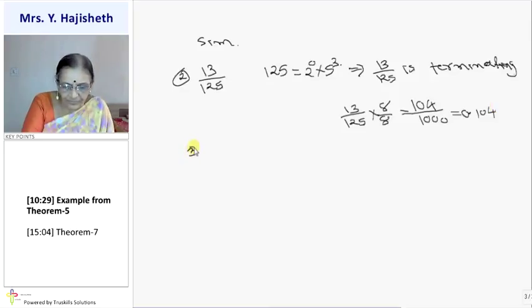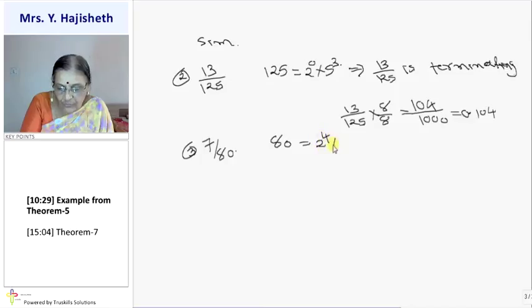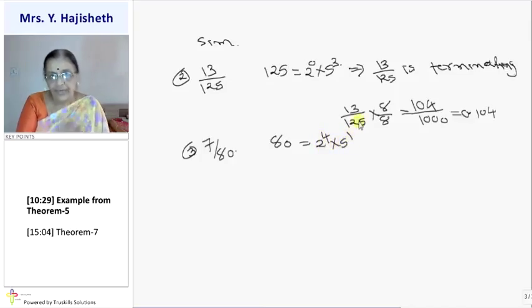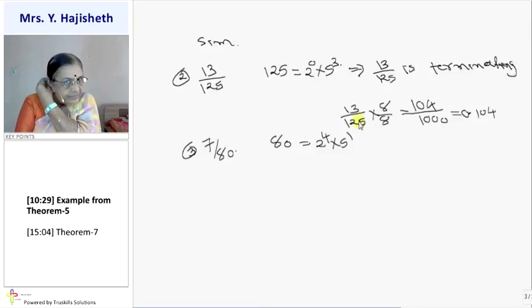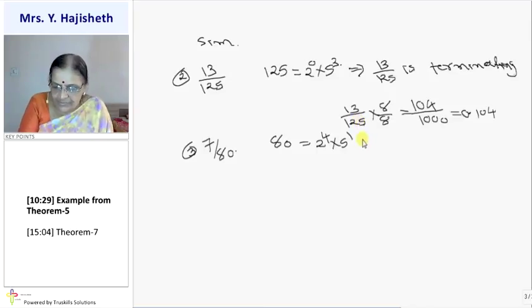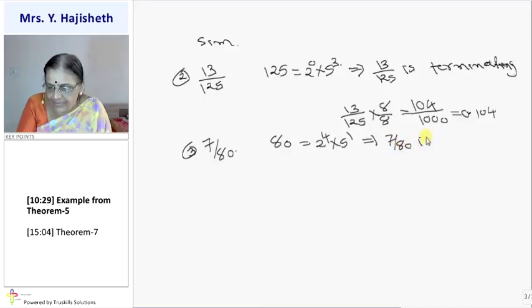Now another sum. Suppose you are given 7 by 80. 80 can be expressed as 16 5 ja. So it is 16 matlab 2 raised to 4 into 5 raised to 1. It is in a form 2 raised to m into 5 raised to n. What are m and n? Non-negative integers. Implies 7 by 80 is terminating decimal, okay?